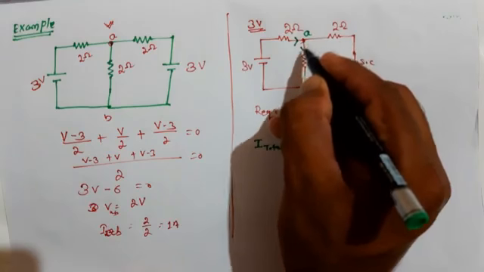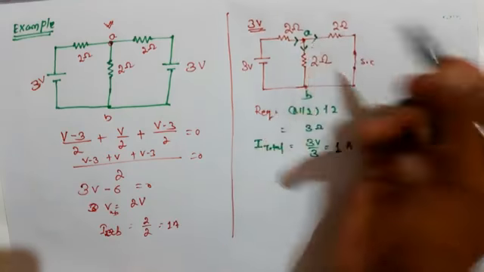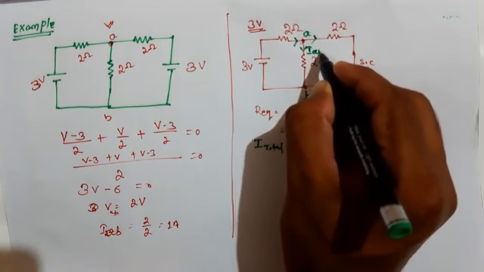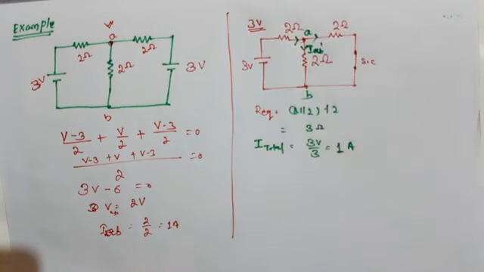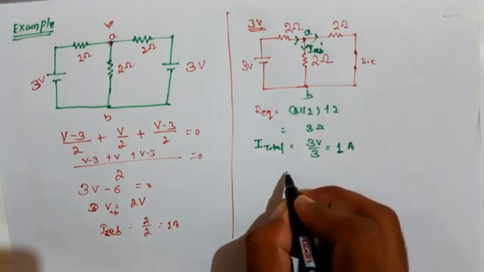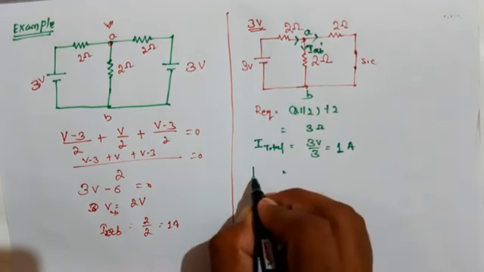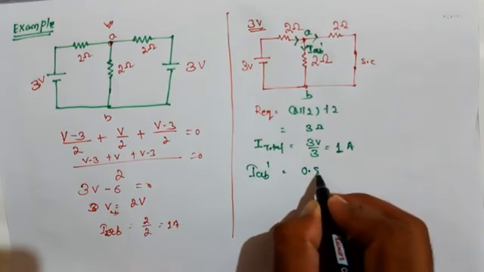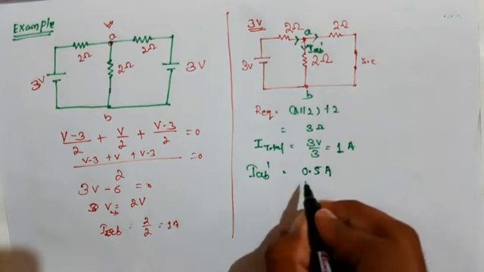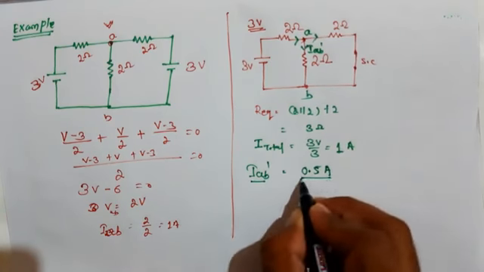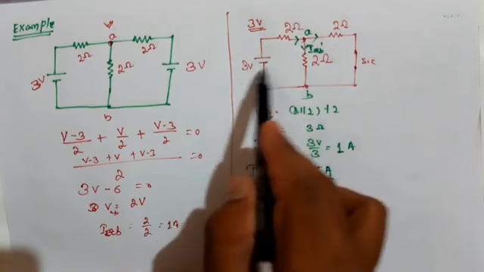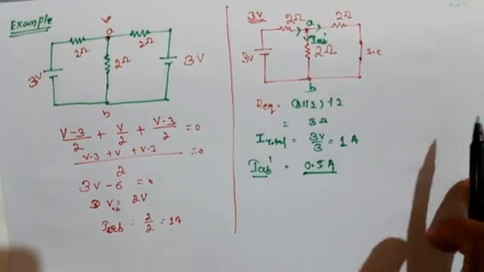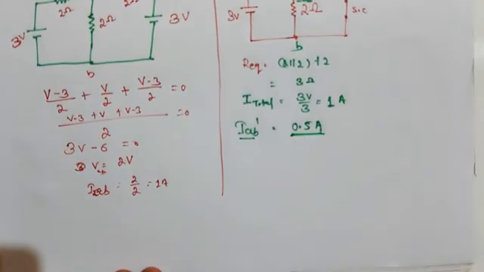This 1 ampere current is divided between 2 and 2, the equal resistances, so it is equally divided. We take its name as IAB single dash, so IAB single dash is equal to 0.5 ampere. First we find IAB dash, 0.5 ampere, is the first 3 volt response, then we consider the second 3 volt.